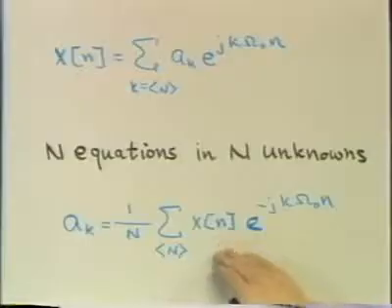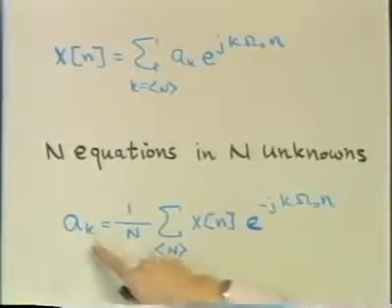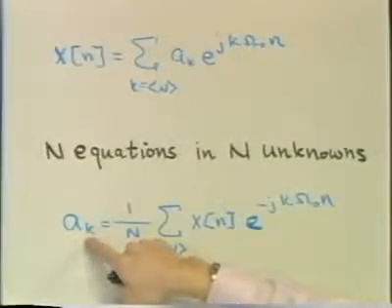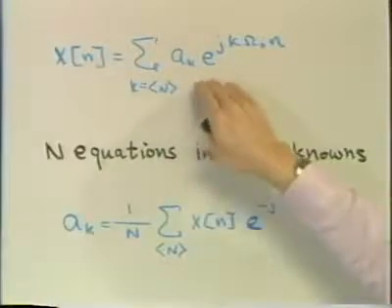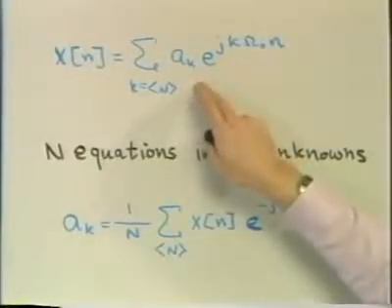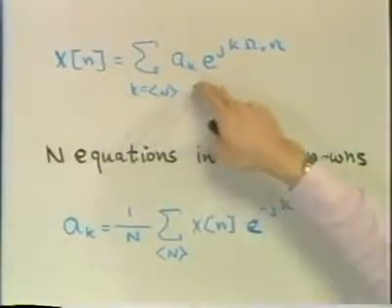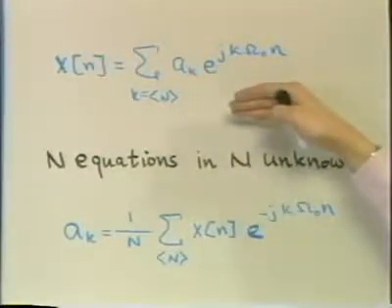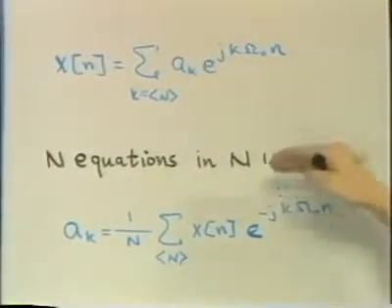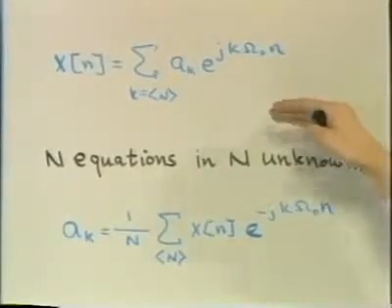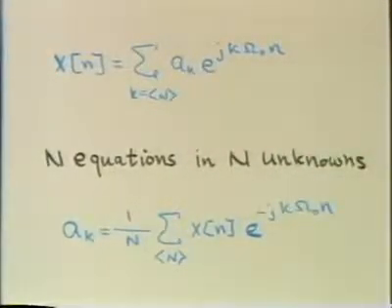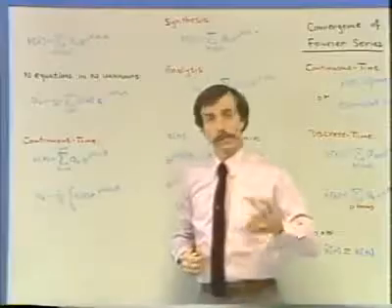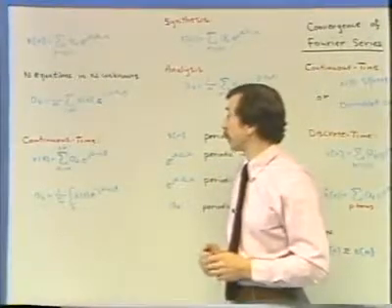And so this tells us how from x of n to get the a sub k's. And of course, the first equation tells us how x of n is built up out of the a sub k's. Notice, incidentally, that there is a strong duality between these two equations, and that's a duality that we'll return to, actually, toward the end of the next lecture.